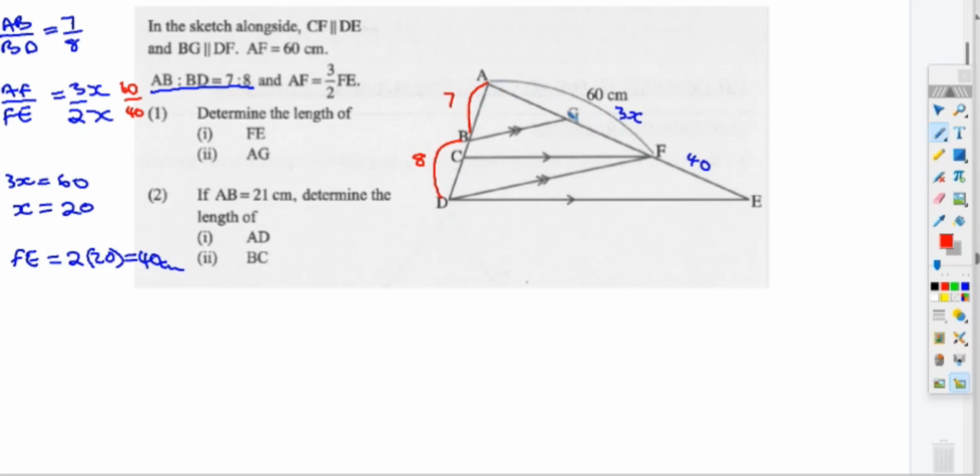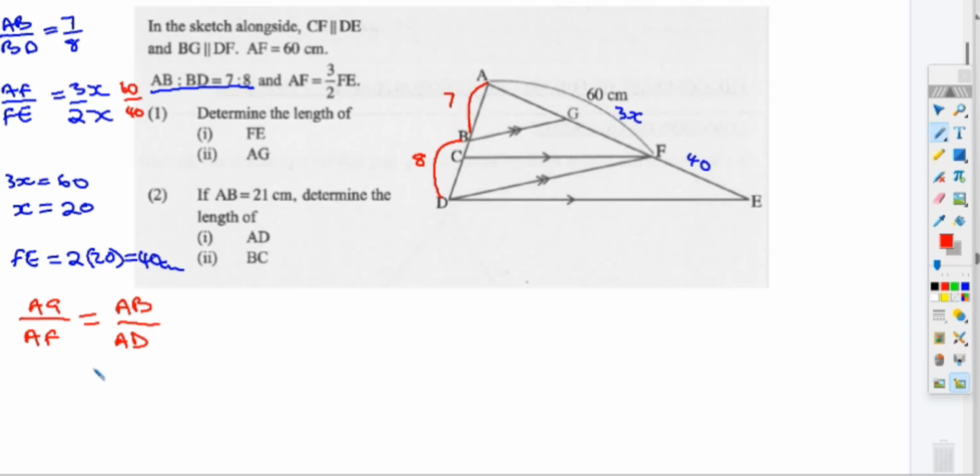AG over AF. We are looking for AG, so we can say AG over AF will be equal to AB over AD. Your AD here is the sum of these two, that is 7 and 8. This is just a ratio.